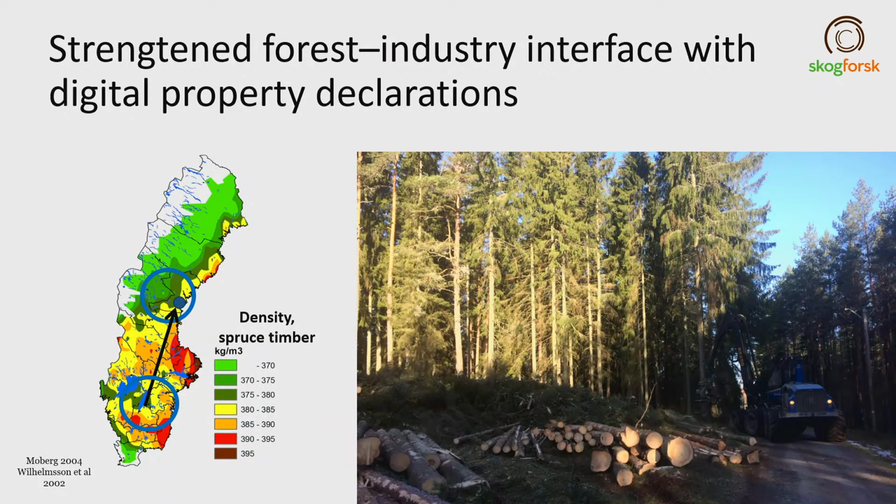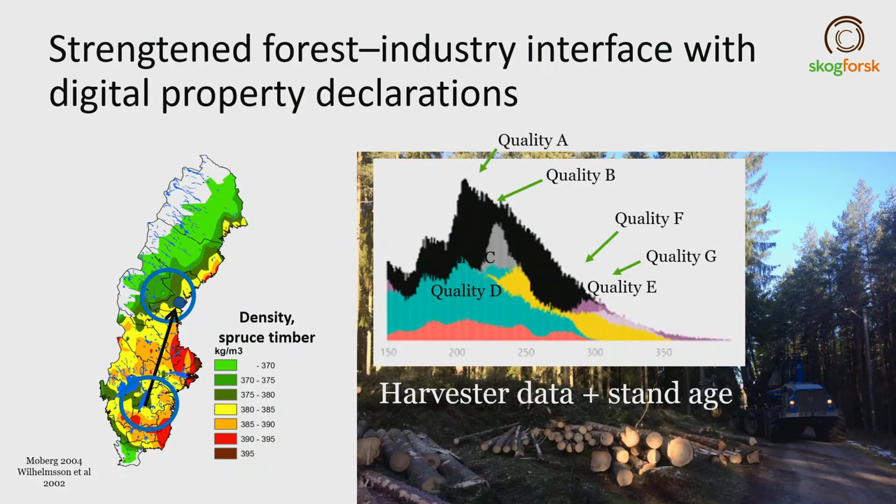We have worked quite a lot with information that we think could be useful to strengthen the forest industry interface with what we call digital property declaration. And this is a map that shows the different density of spruce timber in different parts of Sweden.